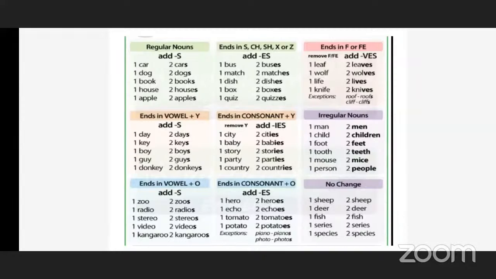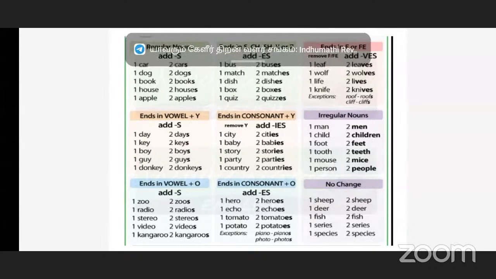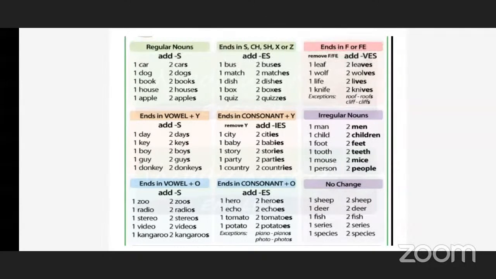Next is S, C-H, S-H, X, Z. In that place you will be adding E-S at the last. So see here, quiz: Q-U-I-Z-Z-E-S. So don't make the mistake. Ma'am, I have attended the quiz. If it is one quiz, you say quiz. I have attended quizzes, so more than two. So you use the spelling Q-U-I-Z-Z-E-S. Okay. Quizzes.